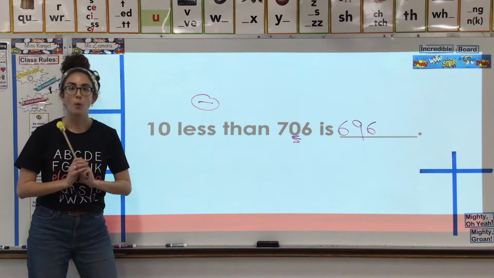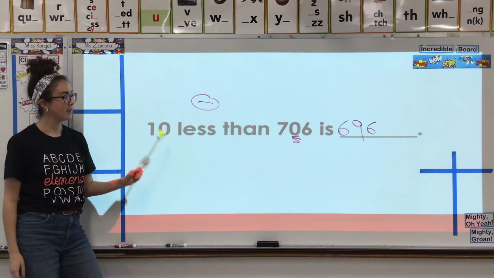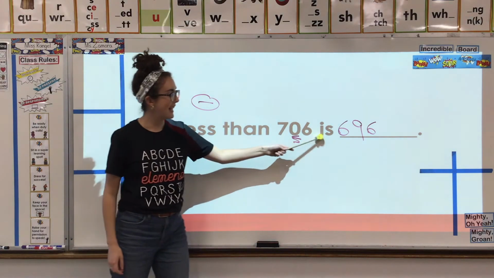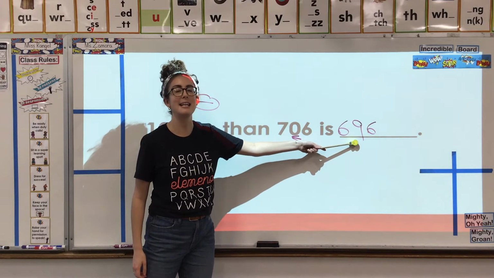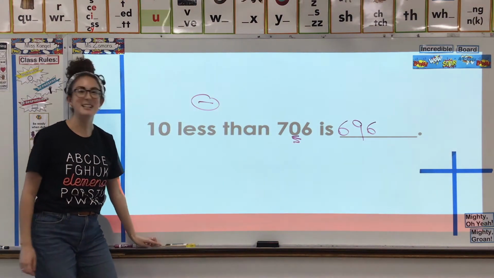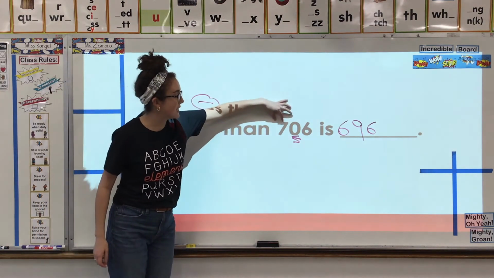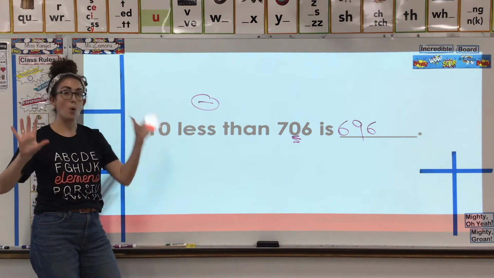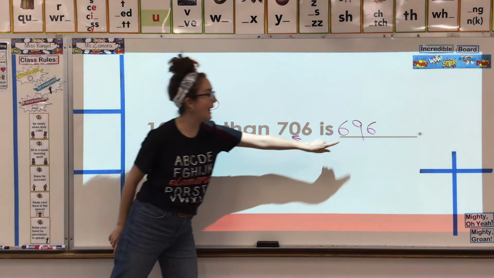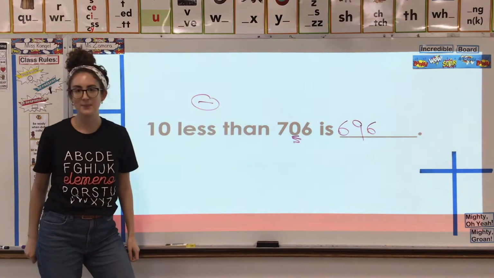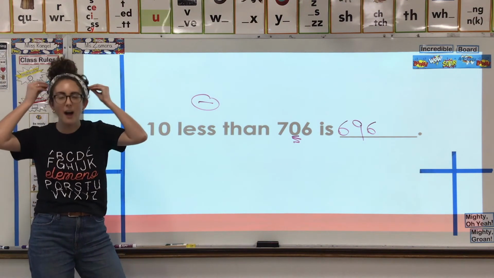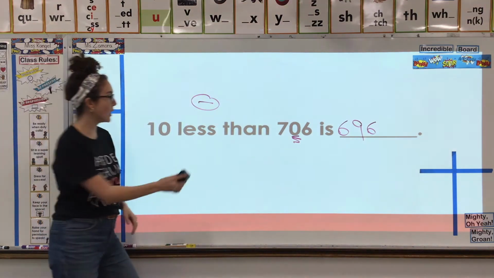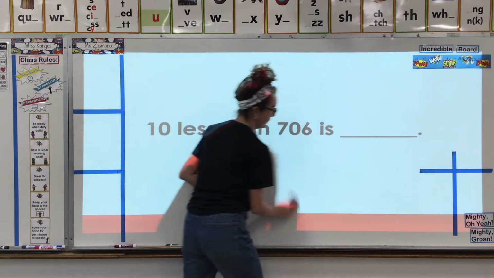Okay, let's see. What's our final answer? We've got 10 less than 706 is 696. Way to go, Super Scholars. We were able to take 100, break it apart into 10 10s in order to take one away and end up with 9 10s. So it's multiple steps, a lot to keep in our head, but we'll get even quicker. Okay, reset your board. Let's try another awesome one.